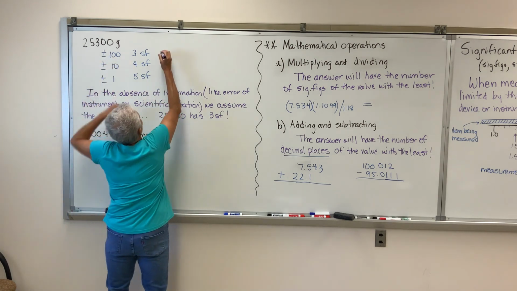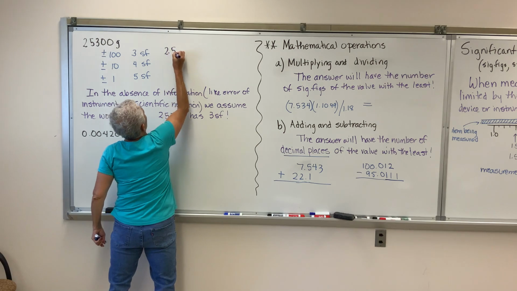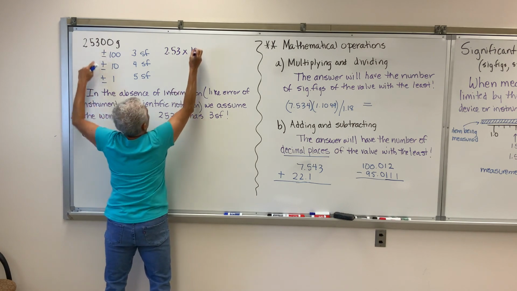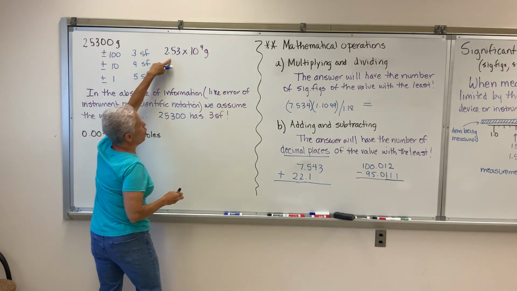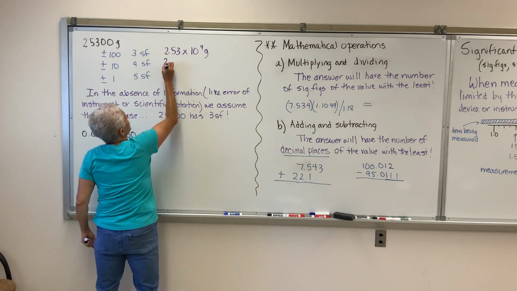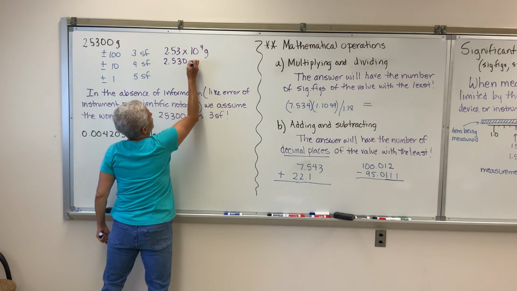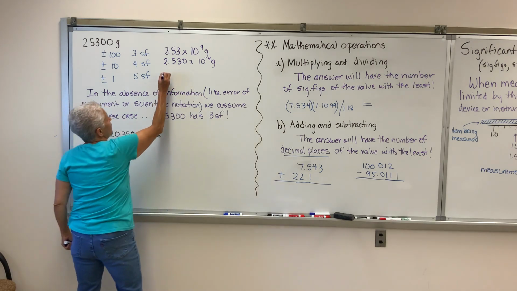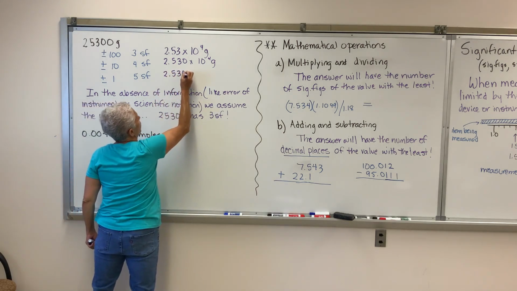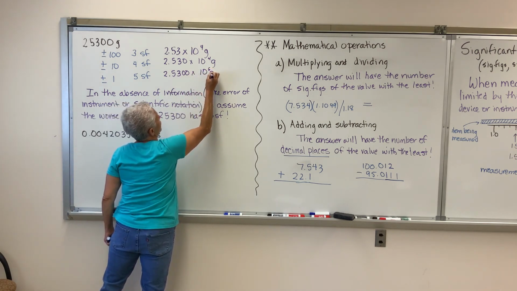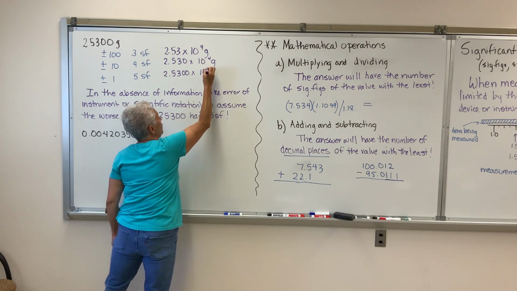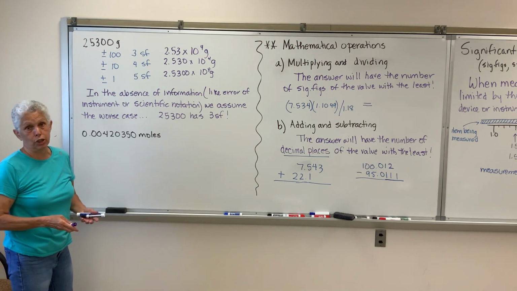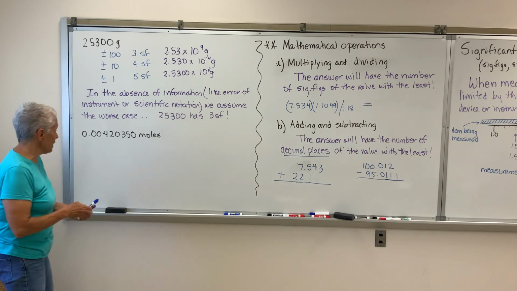And so if I said it was 2.53 times 10 to the 4 grams, then I know he has 3 sig figs. If you had said 2.530 times 10 to the 4 grams, then he has 4 sig figs. 2.5300 times 10 to the 4 grams, then he has 5 sig figs. So we like scientific notation because it's better at representing sig figs.